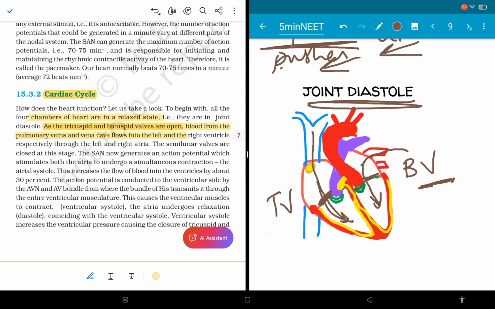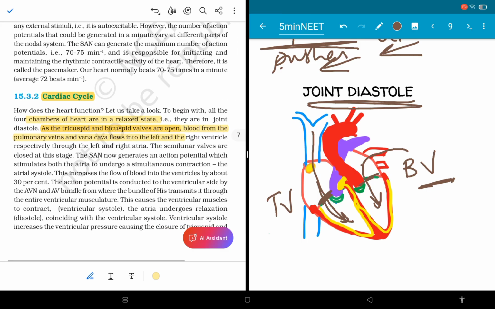Now, the semilunar valves are closed at this stage. Where are the semilunar valves? The pulmonary artery and aorta are protected by semilunar valves. This part which I am highlighting, they are closed at this stage. So there is no entry of blood to the pulmonary artery and aorta. So that you remember, the semilunar valves are closed at the joint diastole stage.